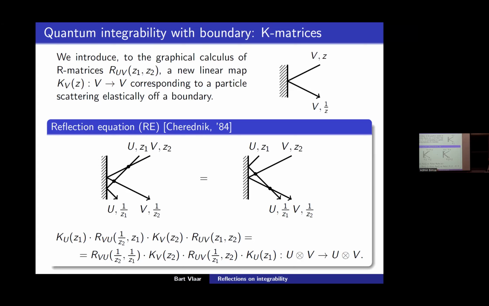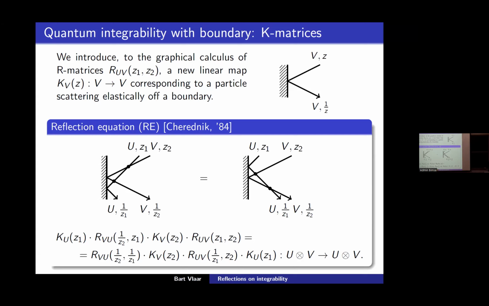So you kind of think of this reflection as the operations. How do you write this algebra? So first of all, what is K_U of Z1? Oh, so this is an operator from U to U. So it's a matrix in this case. U is finite dimensional.